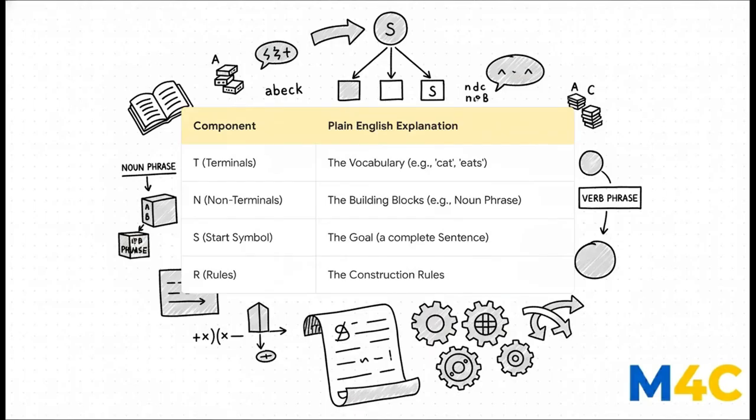So any blueprint like this is going to have 4 key parts. First up, you've got your terminals. That's just a fancy word for the vocabulary, the actual words like cat or eats. Then you have non-terminals. These are the abstract building blocks, concepts like a noun phrase. The start symbol, which is just S, is our main goal, a complete sentence. And finally, and this is the important part, you have the rules that tell you exactly how all these pieces are allowed to fit together.